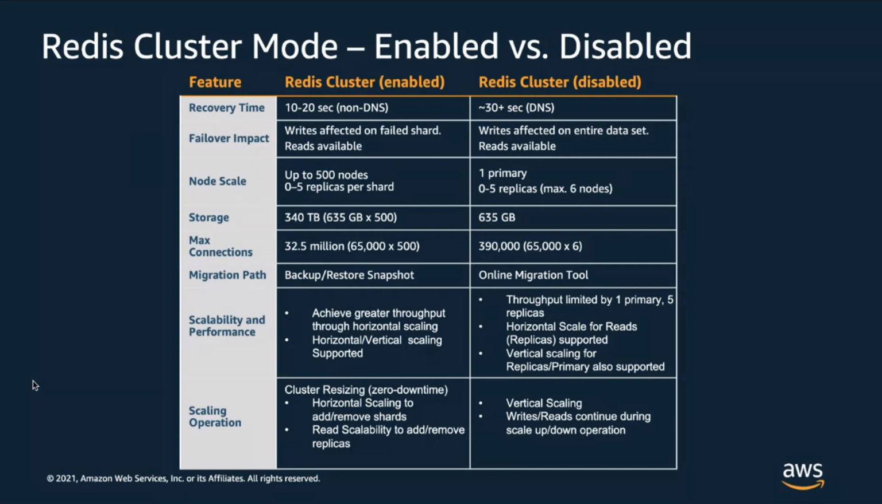However, I would like to note that typically customers choose cluster mode enabled for larger datasets and or higher performance workloads, as it can scale to over 300 terabytes of total in-memory storage and handle well over tens of millions of operations per second. However, when we start looking at migration paths from a tooling perspective, there are different approaches that we'll showcase next, depending on the cluster topology. If you notice in the migration path section of the comparison, cluster mode enabled supports the backup and restore method, and cluster mode disabled has the ability to use the online migration tool. Let's take a look at these approaches now.